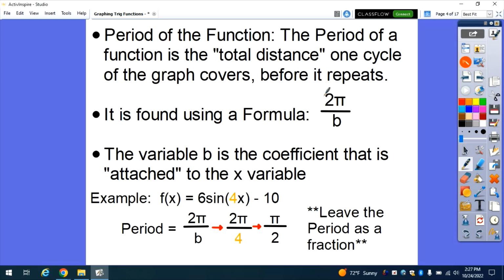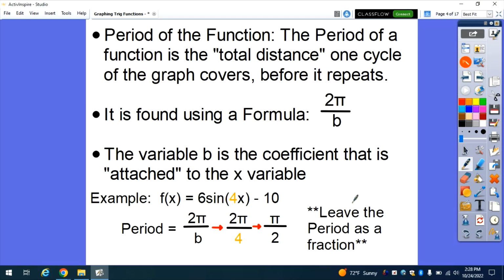Now, the period of a function is found using this little formula right here, 2 pi divided by b. Now, what is b? The variable b is the coefficient that's attached to the x. So see, in this example function, it's not the 6, it's not the minus 10, it's the 4, because the 4 is the coefficient that's attached to the x. So to find the period of the function, we take the b value, this 4, 2 pi divided by b, which would be 2 pi over 4, which reduces down to pi over 2.